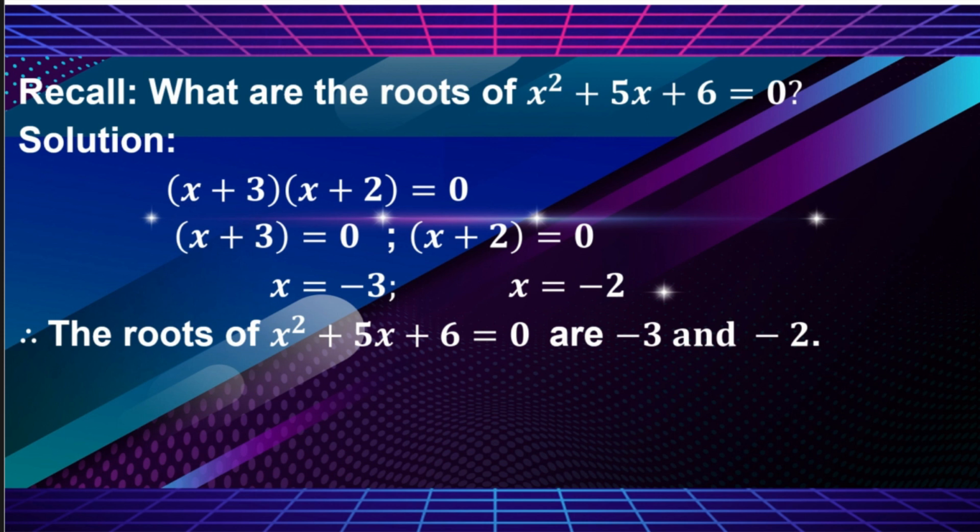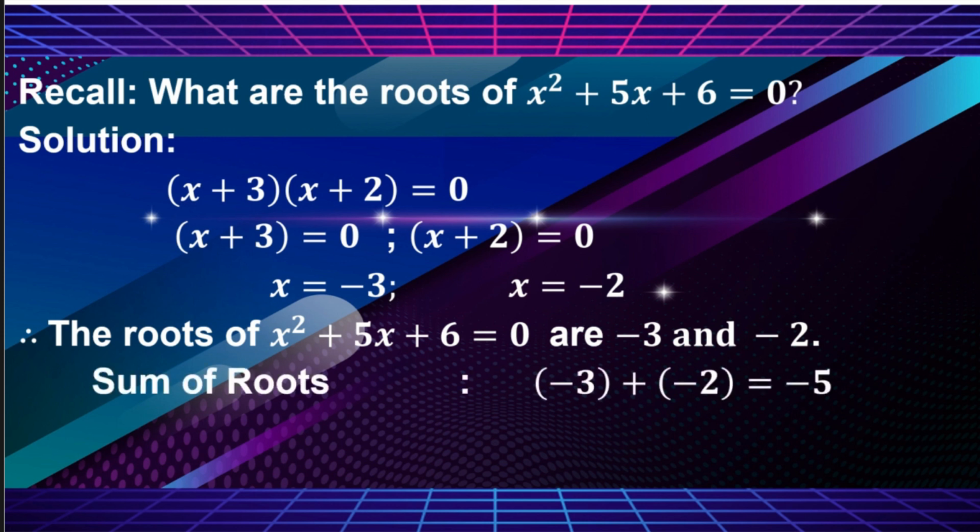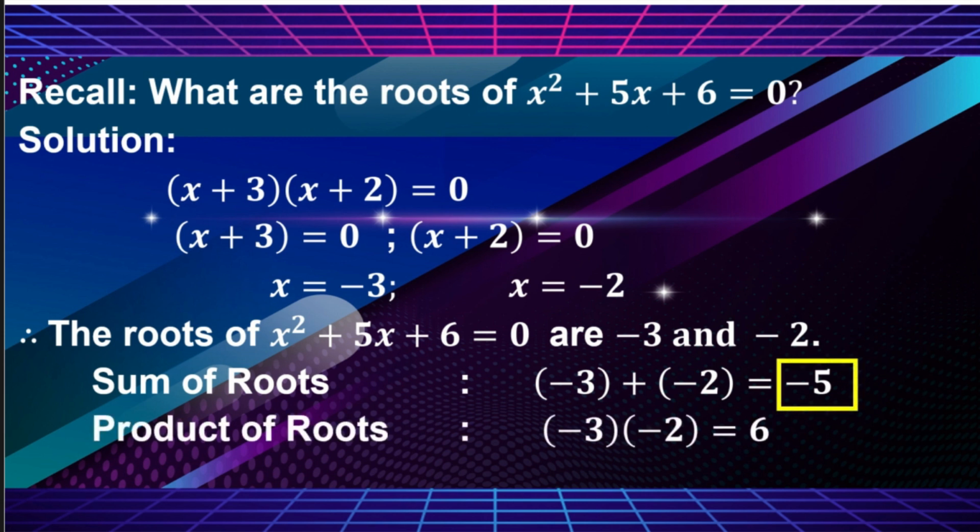Now, let us try to add the factors. The sum of roots or the sum of factors negative 3 and negative 2, since they have the same sign, we are going to add, that is negative 5. And the product of roots, we will multiply negative 3 and negative 2, that is 6. In multiplying same sign, the answer is positive. So the product of roots is positive 6.